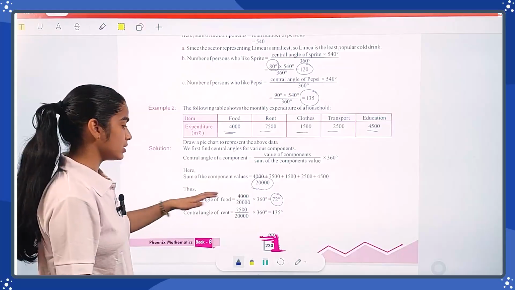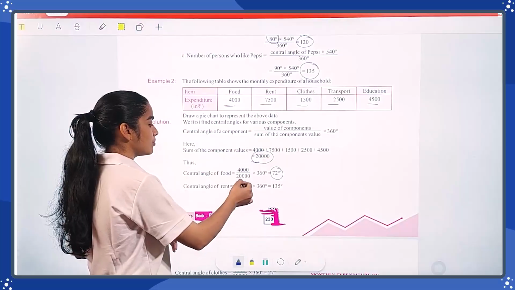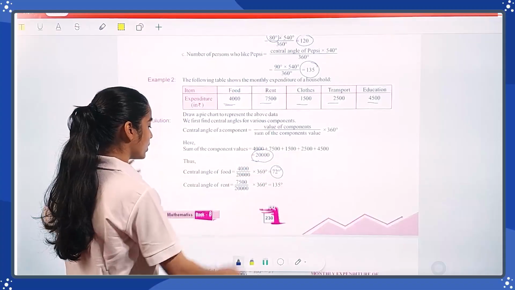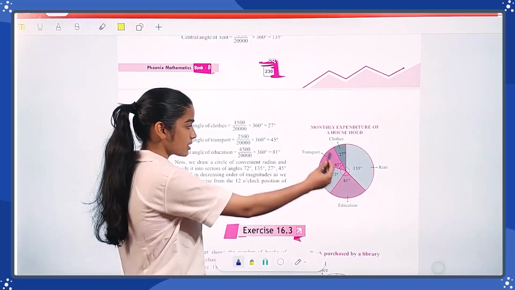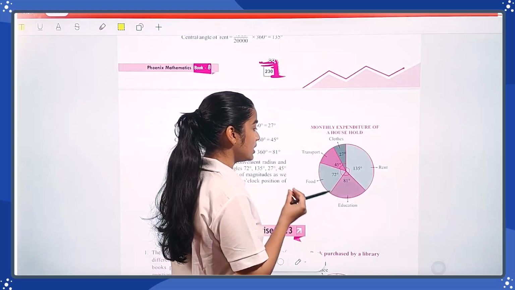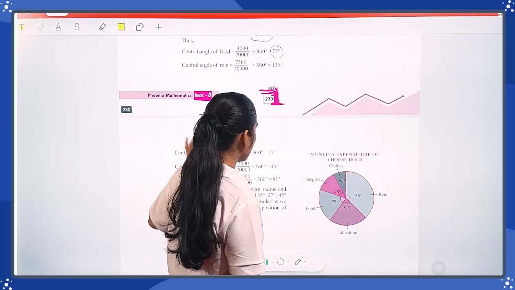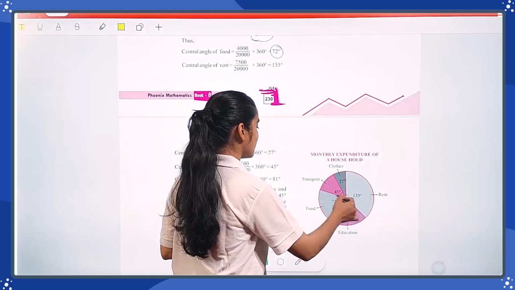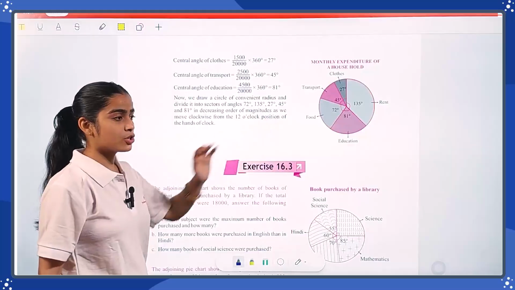We already learnt about this formula. Value of component upon sum of the component values, and multiply it by 360 degree. So this is 72, 135, 27, 45, 81. Now what you have to do, you have to make a circle, and according to your angles' degrees, you have to distribute that particular sector to the circle. So first we see which one is the bigger one. So 135, take the big part of the circle, then 81, then 72, then 45, and then 27. So in such a way you can represent and make your pie chart.